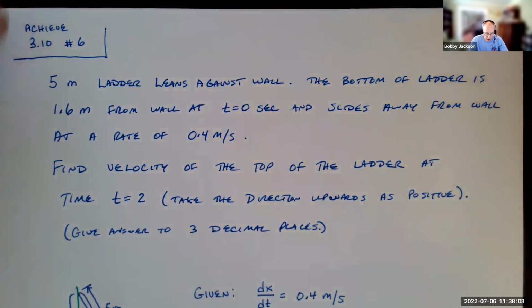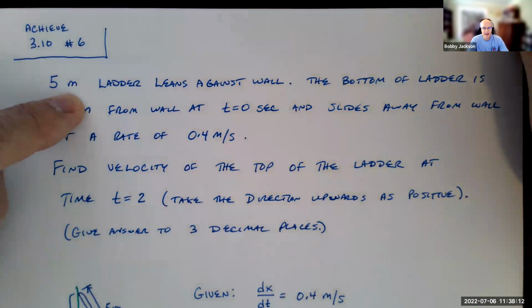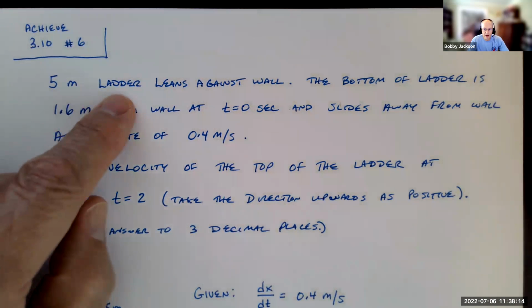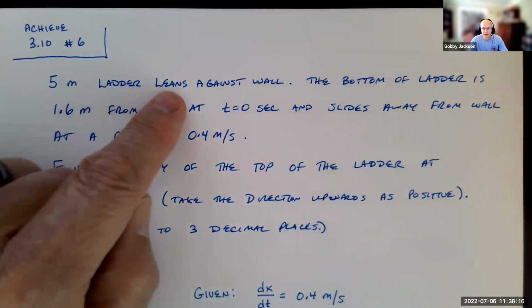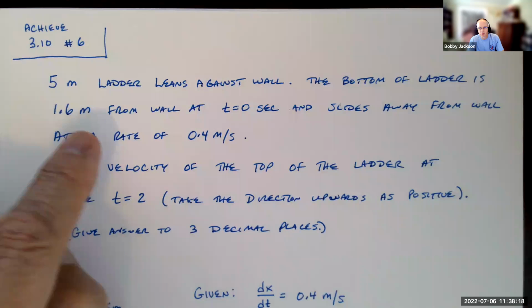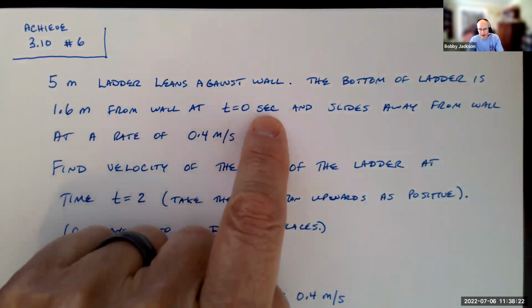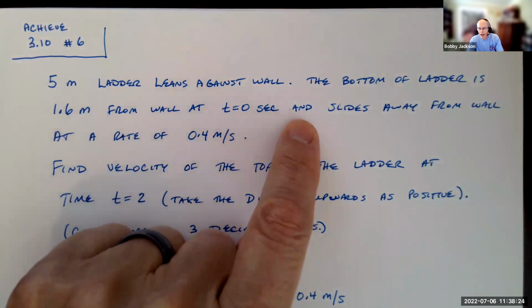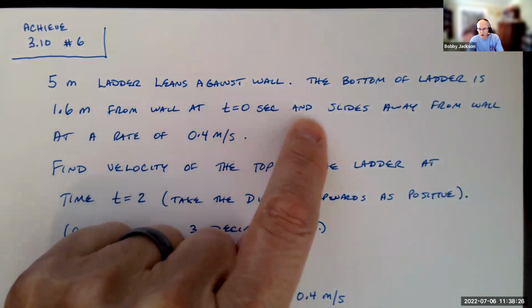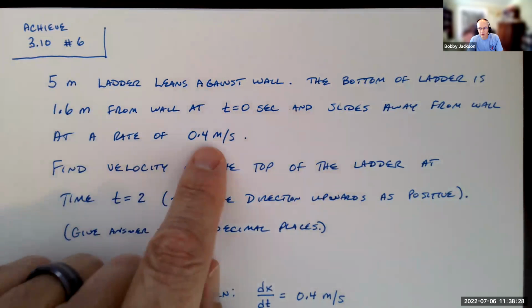Okay, so in this problem we have a 5 M, what's M? Meters, okay? A 5 meter long ladder, basically, right? It leans against a wall. The bottom of the ladder is 1.6 meters from the wall at t equals 0 seconds. That's an abbreviation, right? And the bottom of that ladder will slide away from the wall at a rate of 0.4 meters per second, okay?